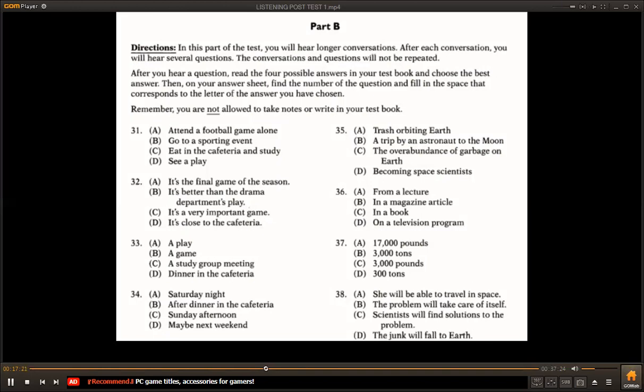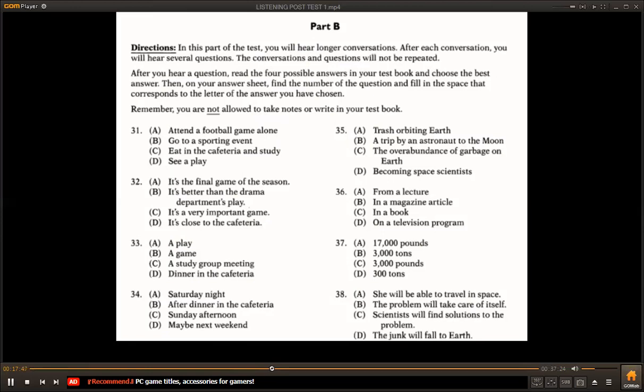Part B. Directions. In this part of the test, you will hear longer conversations. After each conversation, you will hear several questions. The conversations and questions will not be repeated. After you hear a question, read the four possible answers in your test book and choose the best answer.